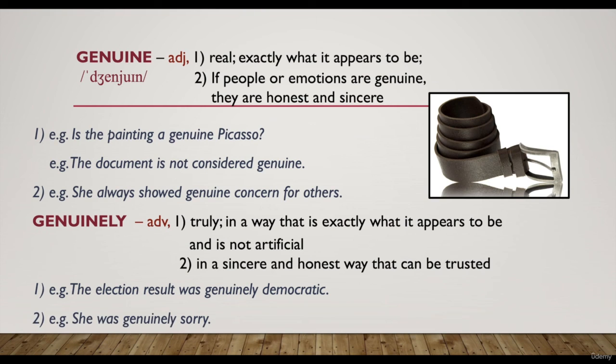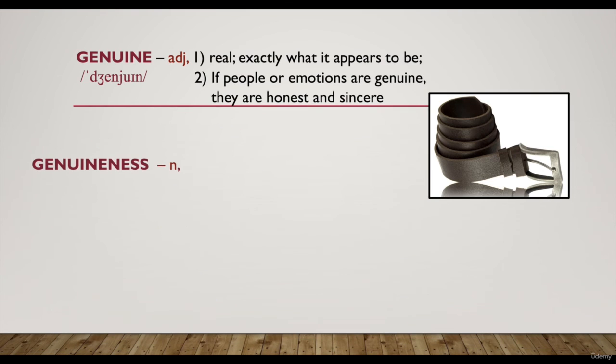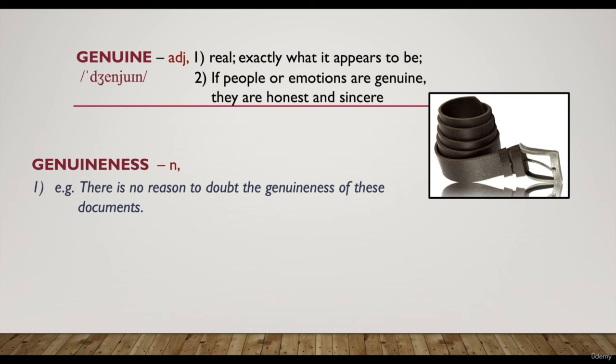She was genuinely sorry. Here the word genuinely is used in the second meaning, and it means she was really sorry. She was honestly sorry. Genuineness is the noun form. There is no reason to doubt the genuineness of these documents. It means these documents seem fine, they seem real, and there is no reason to doubt the genuineness of them.